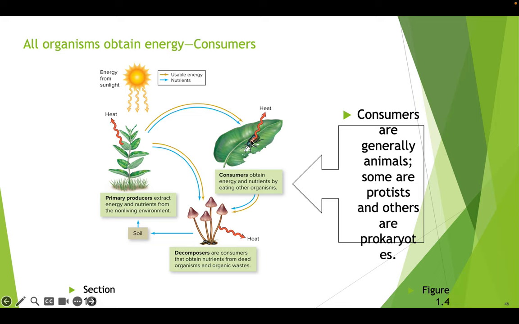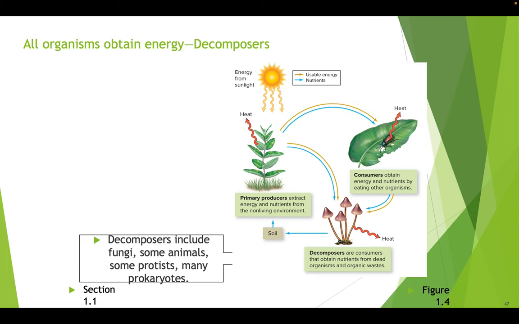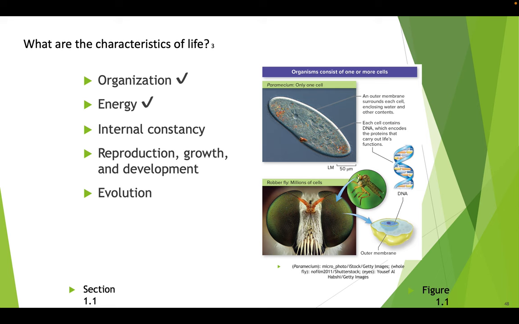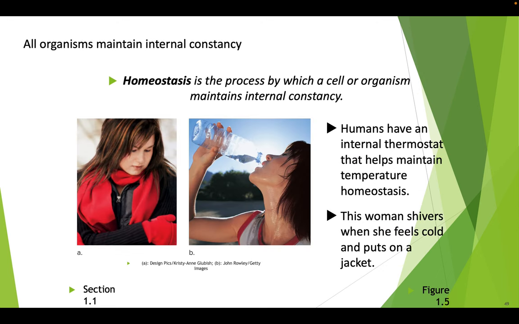All right, consumers are organisms that eat producers to get their energy. Decomposers get their energy from breaking down dead organisms and waste. Homeostasis is the process by which a cell or organism maintains internal constancy.